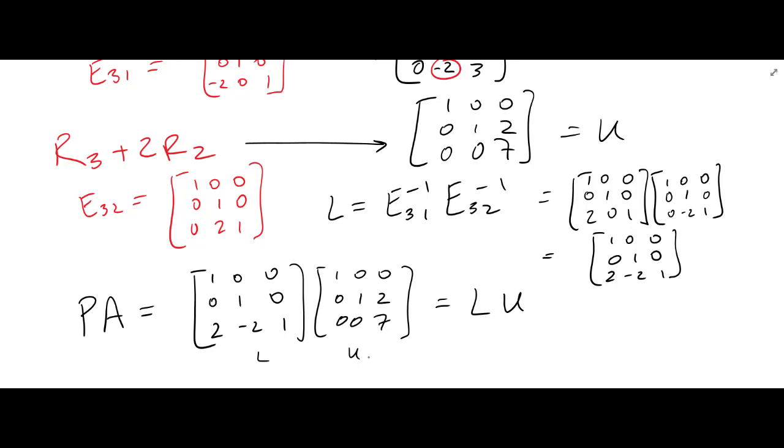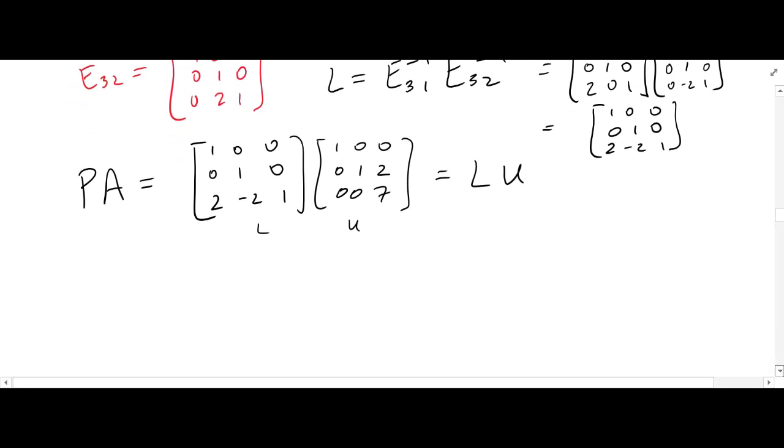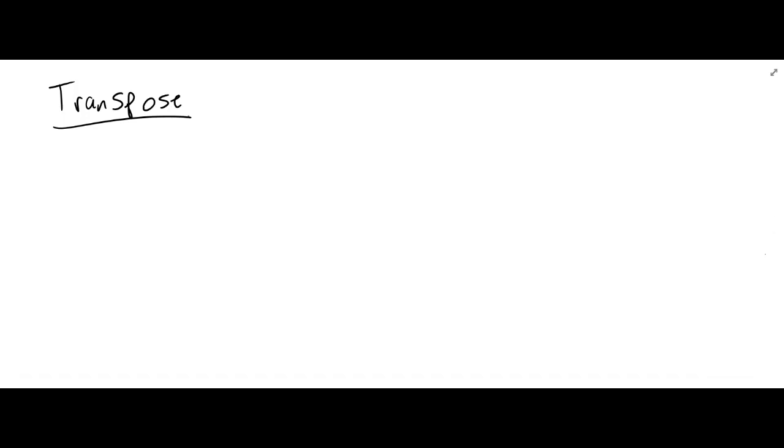Okay, so the last factorization is the LDL transpose factorization, which we do to a symmetric matrix. So we need to talk about what a symmetric matrix is. And in order to talk about what a symmetric matrix is, we need to talk about the transpose of a matrix.